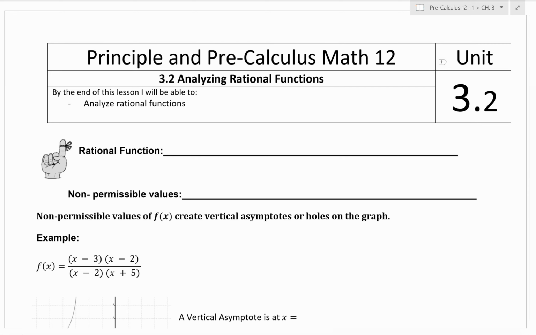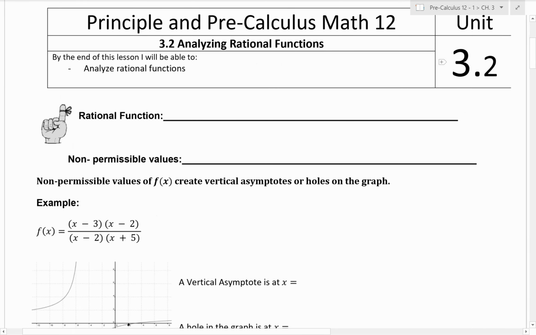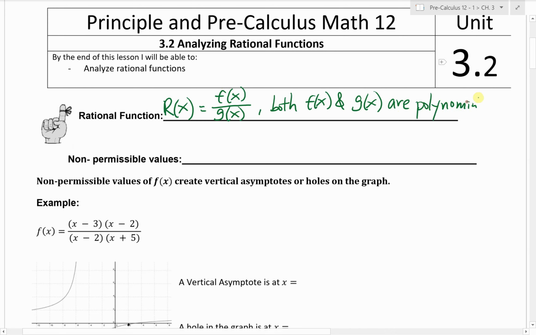So first of all, we need to define what a rational function is. A rational function has the form y of x equals, I'm going to call it r of x. Rational function r of x is equal to f of x divided by g of x, where both f of x and g of x are polynomial functions. Okay, so they are both polynomial functions.